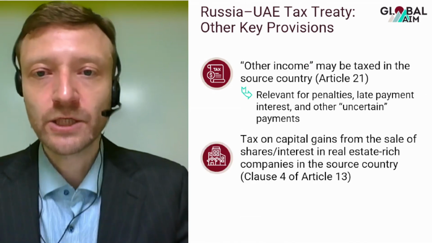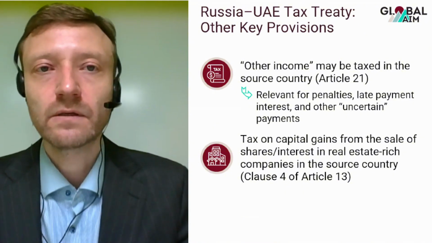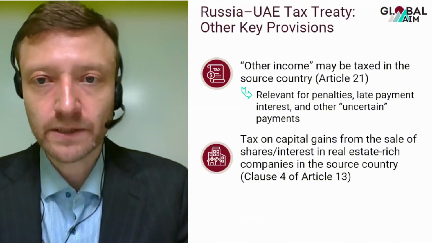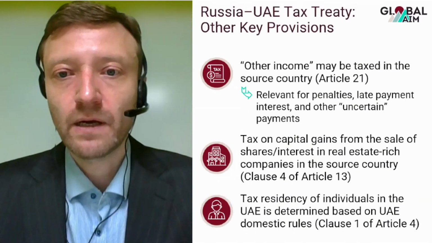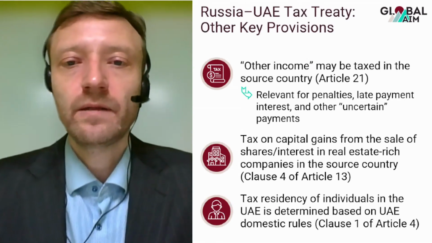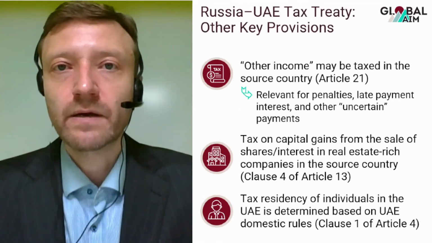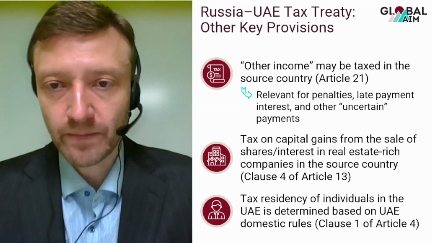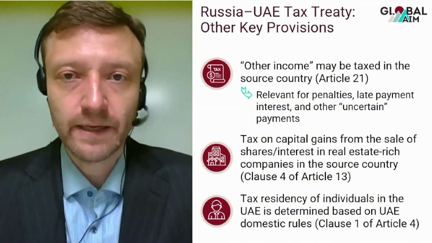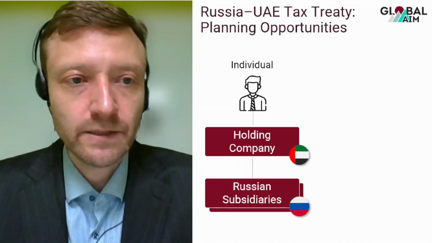Next, taxation of capital gains on property-rich companies. Again, commonly for other Russian double tax treaties, property-rich companies can be taxed at source in Russia. And finally, an important feature of the treaty is that for the United Arab Emirates, the tax residency is determined based on the domestic rules in the United Arab Emirates, which gives rise to some planning solutions, which we will discuss later in this section.